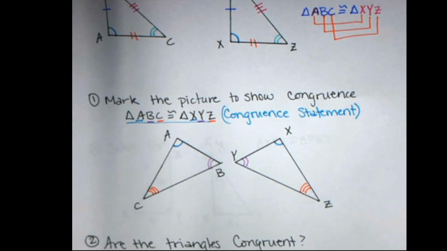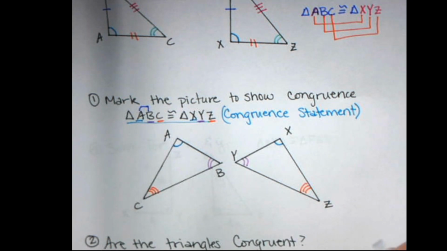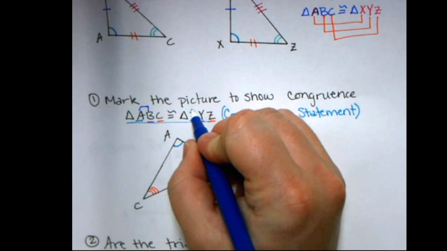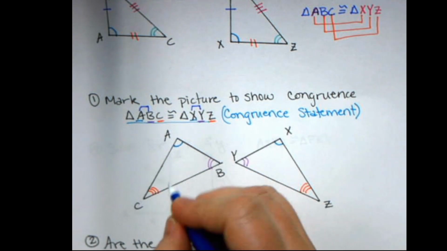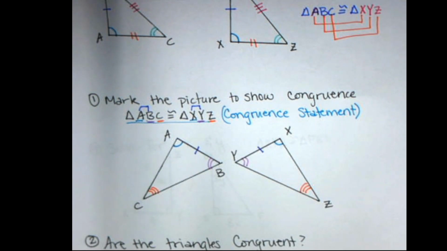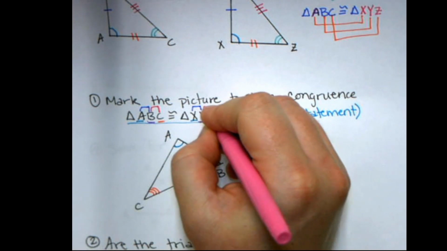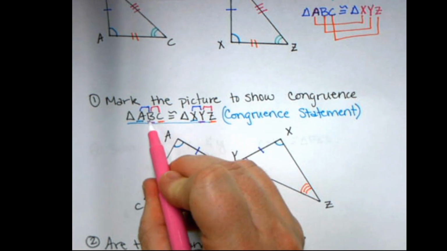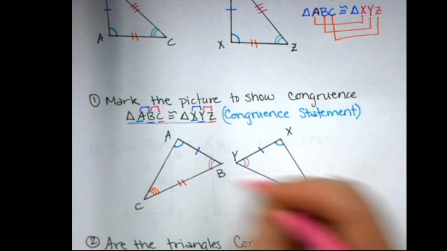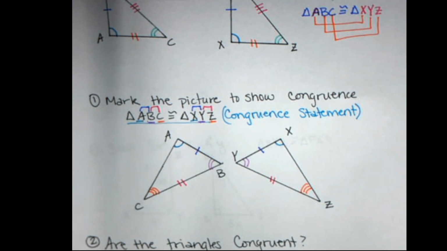Forgot to underline those two. Okay, so when it comes to the sides, we want to look at the order of our letters. So A and B are right next to each other in our order, and then so are X and Y. So that means those two sides, AB and XY, are congruent. They're the ones that go together. Next, B and C are next to each other, and Y and Z are next to each other. So that means BC and YZ are congruent to one another.